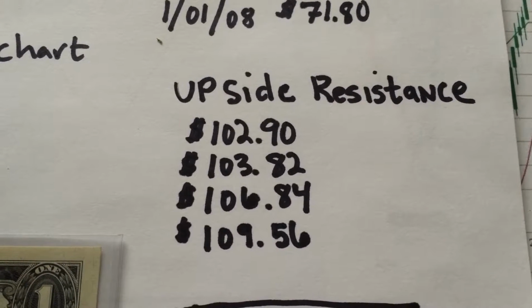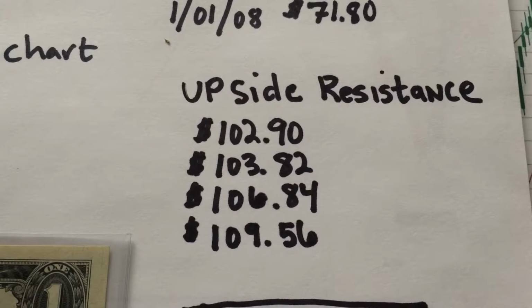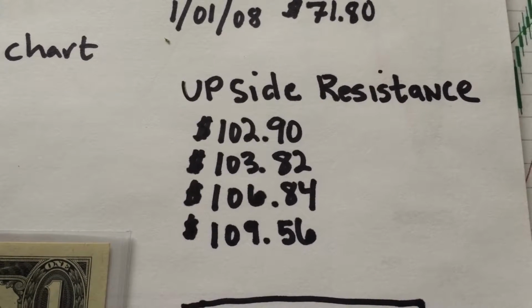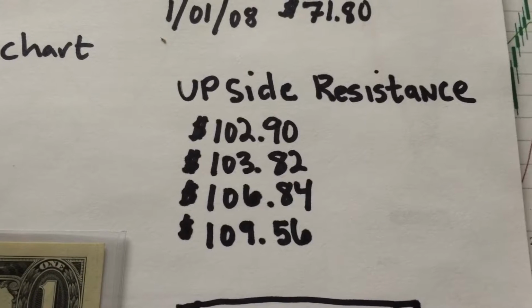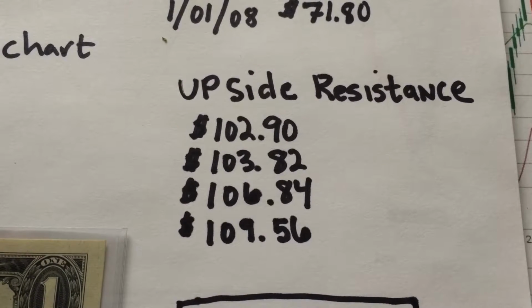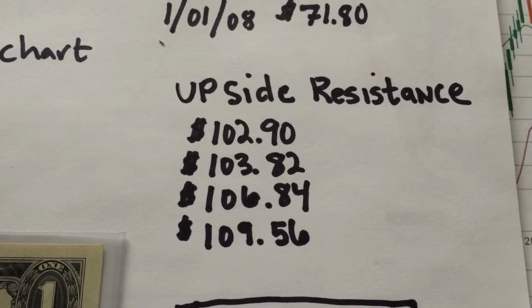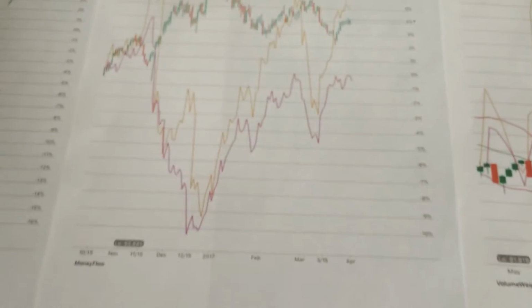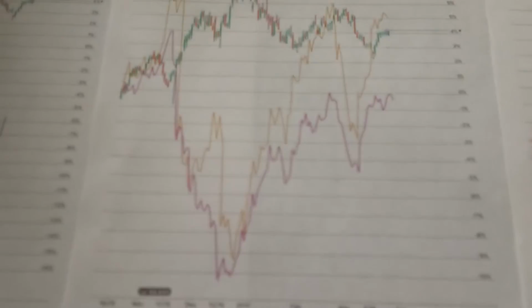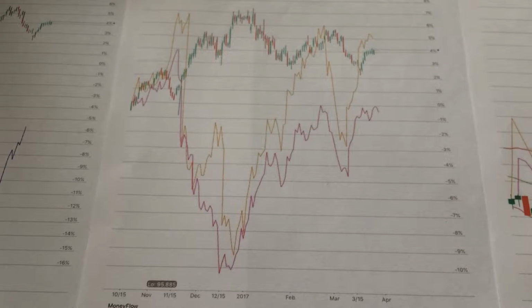So the upside resistance right now is 102.90, 103.82, 106.84, 109.56. It's a tough call. If we can go up there and test that 119 level, we'll trade back down to historical averages down in the 90s.